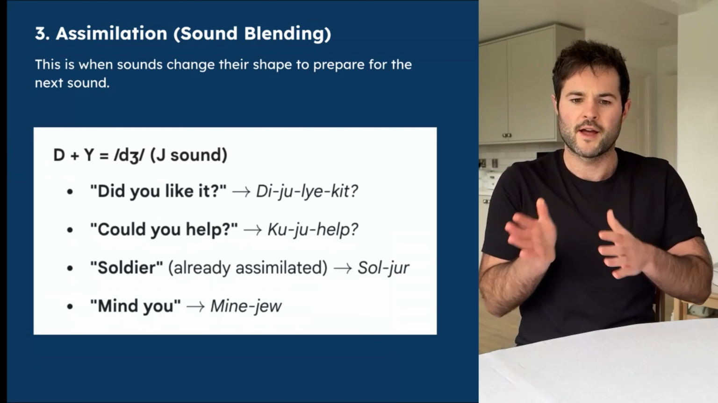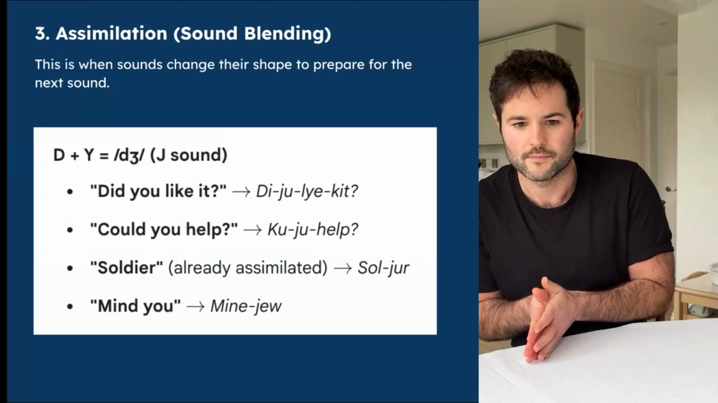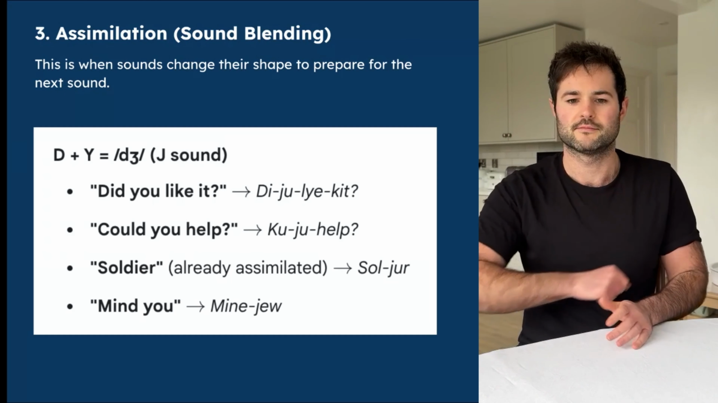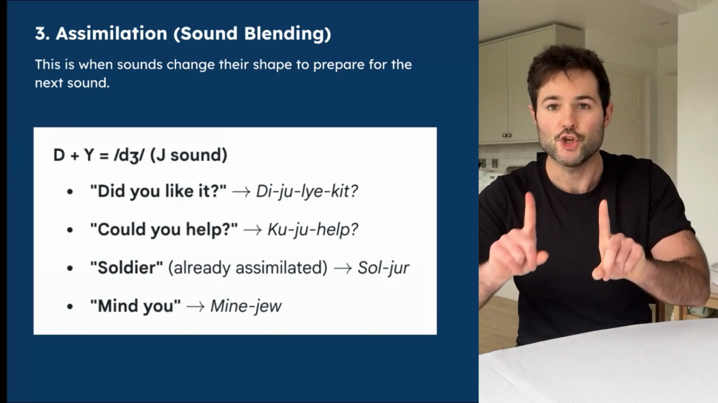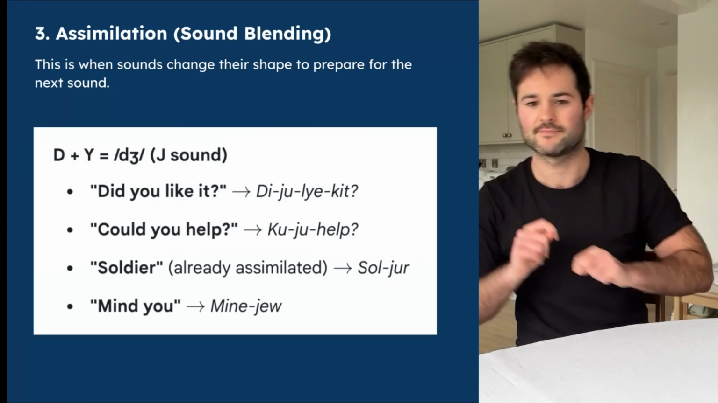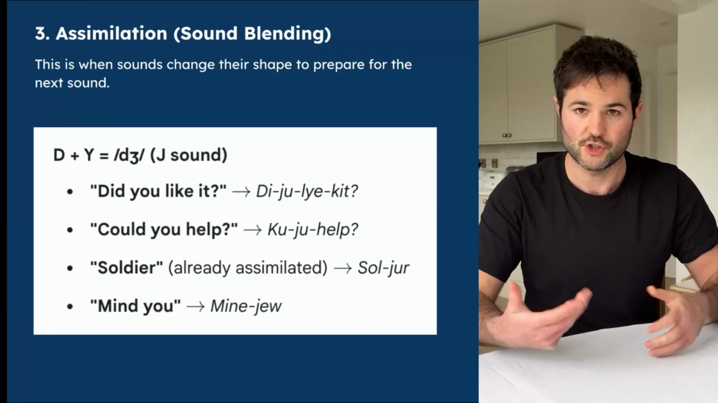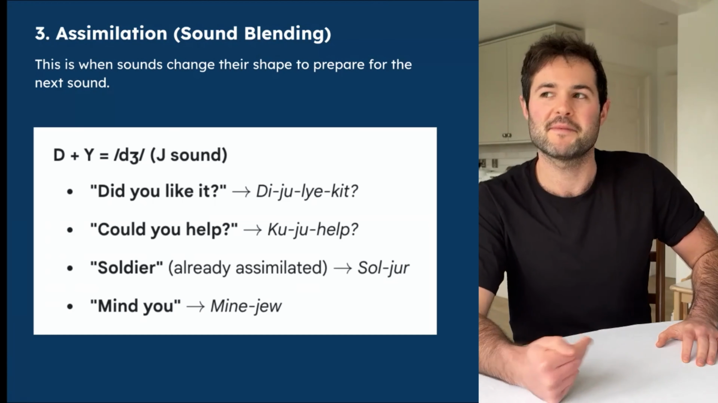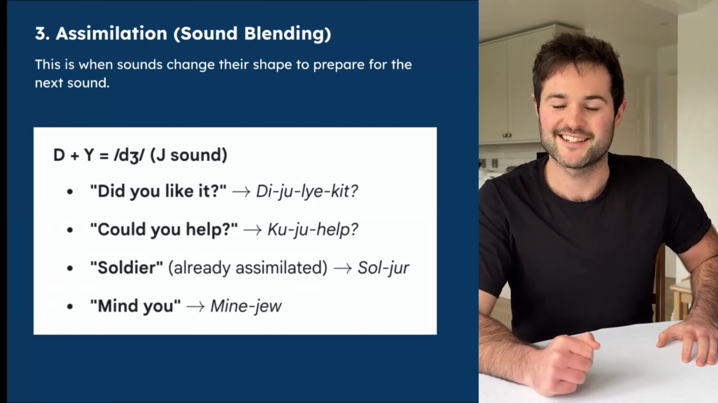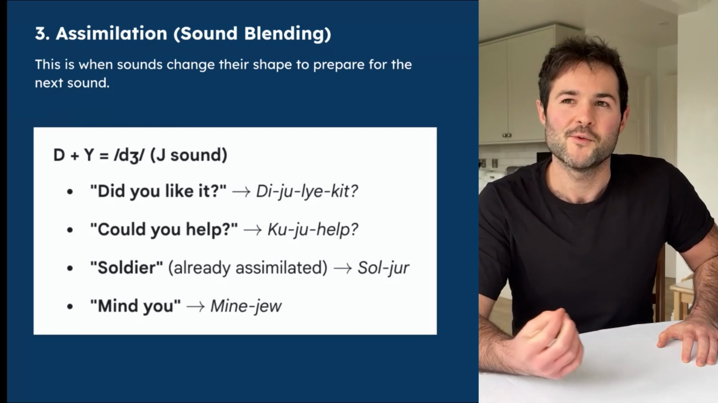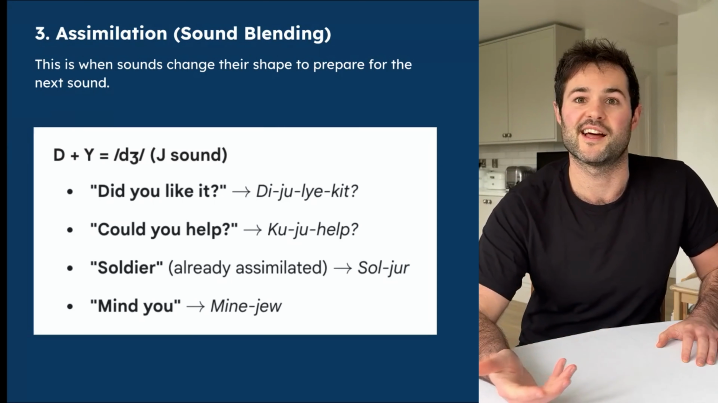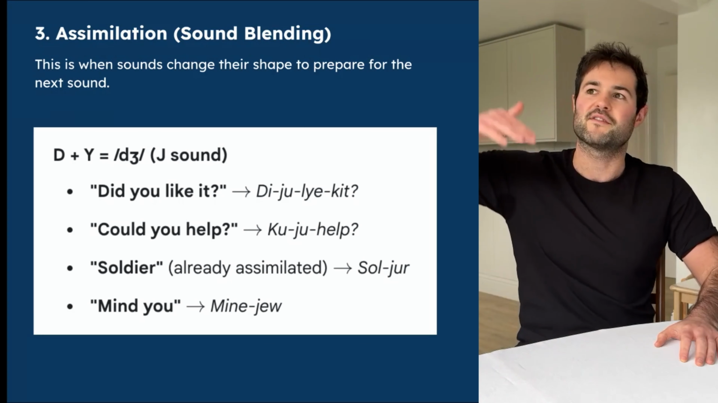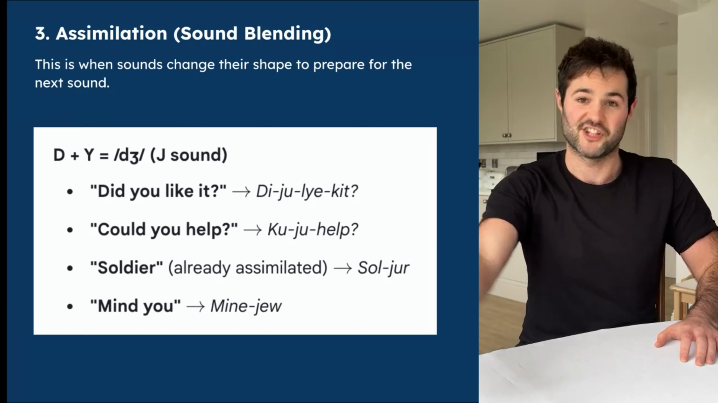Let's continue with a D and a Y, which becomes a J. J, J, J. So, did you like it? Becomes, did you like it? Of course, maybe I went a step too far there. We could maybe say, did you like it? And then if we evolve even further, it becomes, d'you like it?